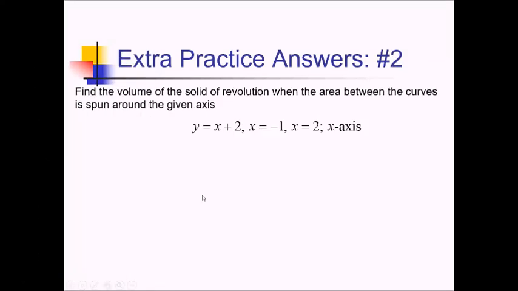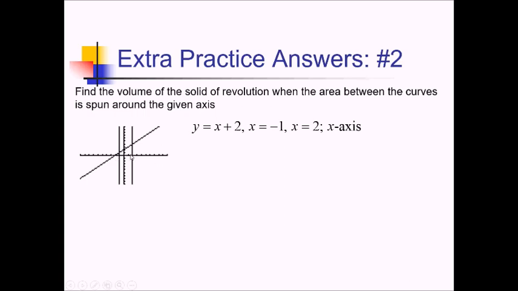On this problem, I'm trying to find the volume of the solid of revolution when the area between all these curves is revolved around the x-axis. Let me start by graphing these out. Now, you could do this on your graphing calculator, but you could probably also do it without one. This is just a line with a y-intercept of 2 and a slope of 1. And then these are the vertical lines at x equals -1 and +2. So here's what the graph looks like, with or without a grapher. And now I'm trying to revolve this around the x-axis.